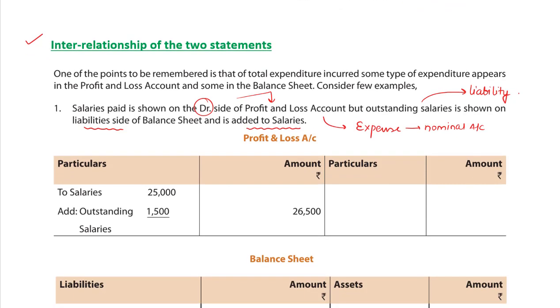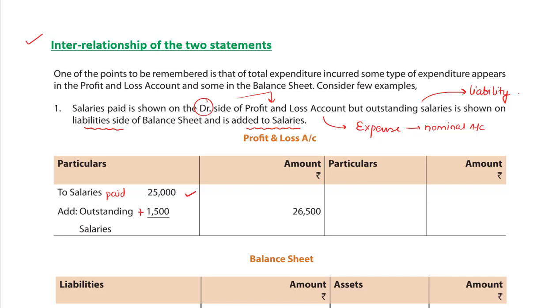See the treatment over here in the profit and loss account: salaries paid 25,000, salaries outstanding. It should be paid, but it is not paid yet. Outstanding should be added because this expense relates to this year, whether we have paid it or not paid it.